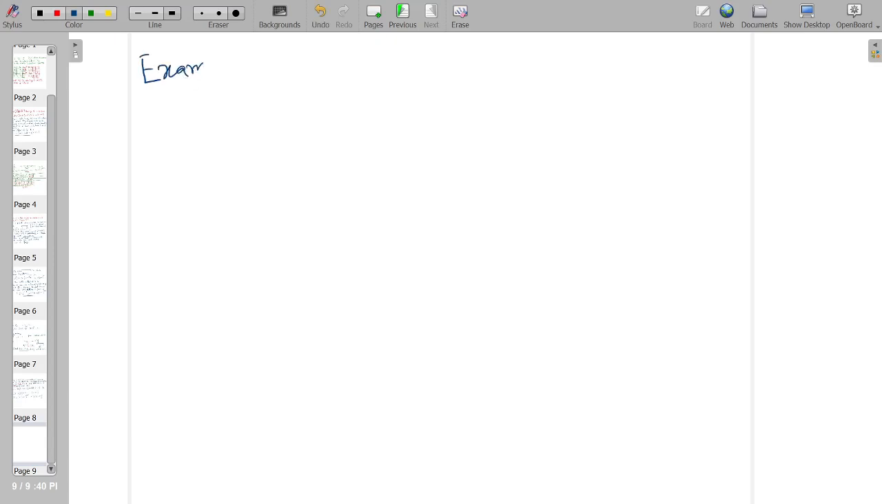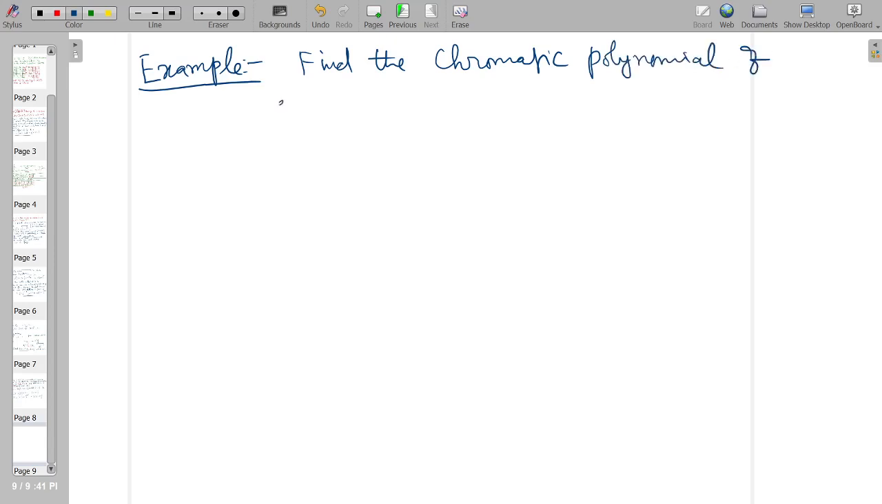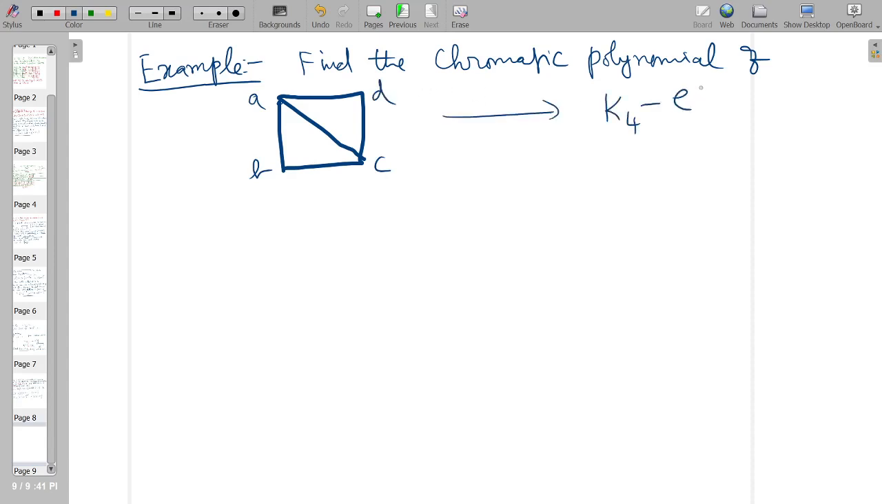Using the above theorem, we will find the chromatic polynomial of this graph A, B, C, D. This is usually called K4 minus E. What I do is I remove a particular edge, any one of the edges in K4, and that will be called K4 minus E. So now I have to calculate the chromatic polynomial of the graph K4 minus E.